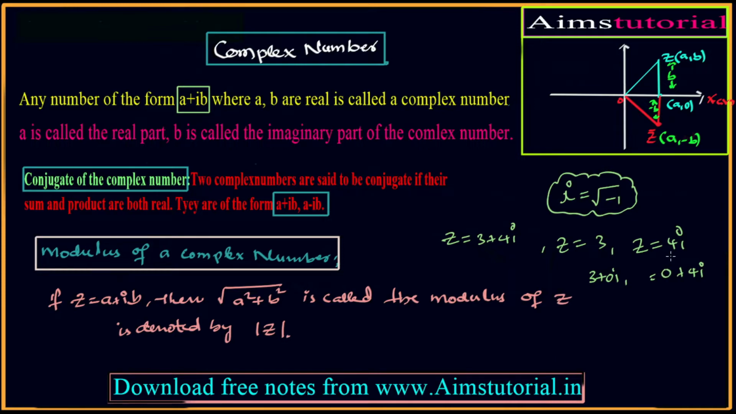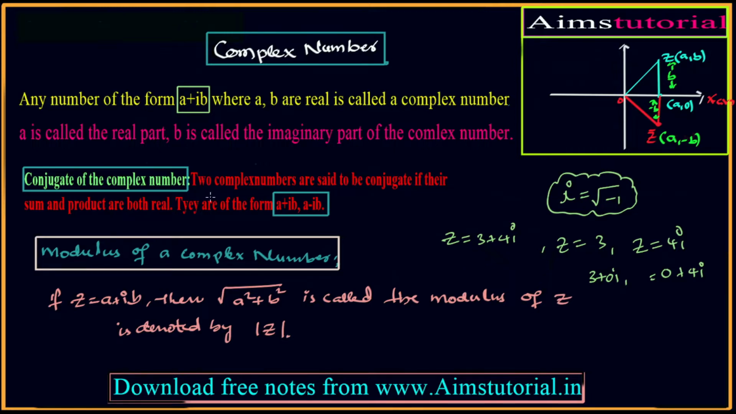So any number in the form a plus ib is called a complex number, where a is called the real part and b is called the imaginary part of the complex number. Here a is the real part of the complex number and b is the imaginary part. Now here are a few terms which are very important in complex numbers.